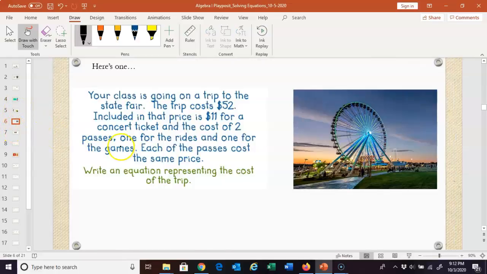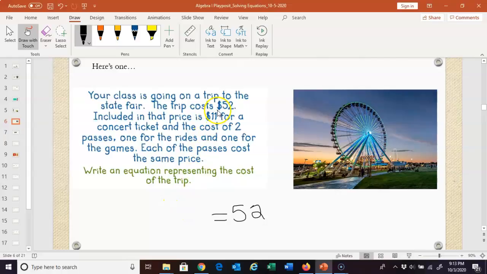Oh, here's another example. Your class is going on a trip to the state fair. The trip costs $52. Included in that price is $11 for a concert ticket and cost of 2 passes, one for the rides and one for the games. Each of the passes costs the same price. Write an equation representing the cost of the trip. So the total cost is $52. Again, this is just an example. Included in that price is $11 for a concert ticket.